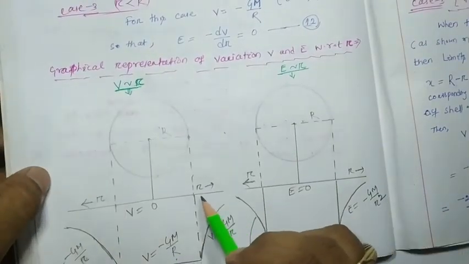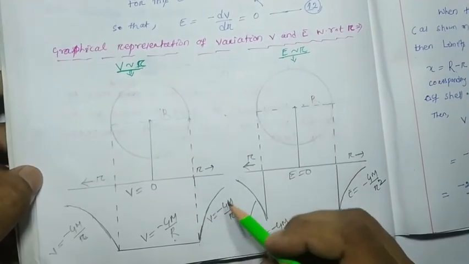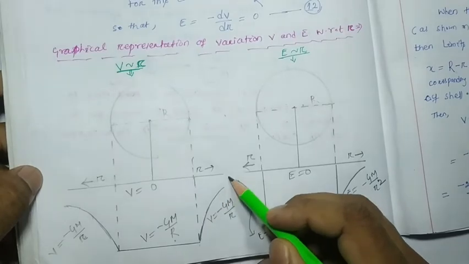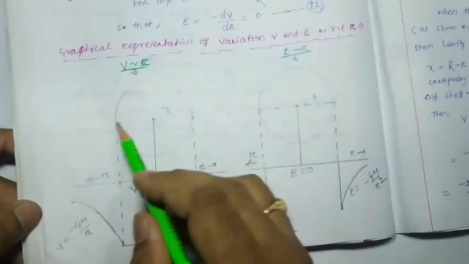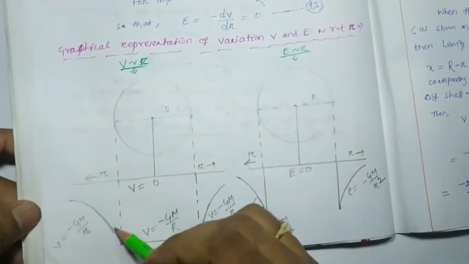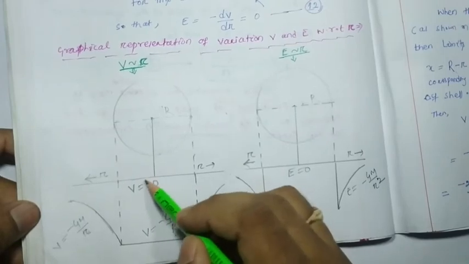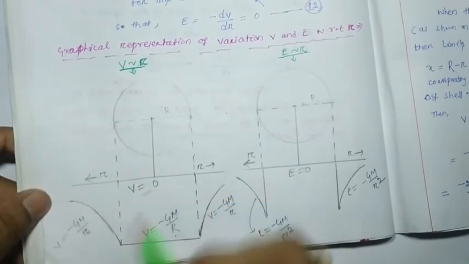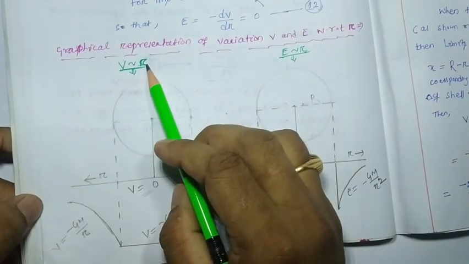If we consider further distance, the potential V decreases, and as it is minus, it decreases towards 0. The same happens on this side also, the potential goes towards 0. This line represents V equal to 0. This is the V versus r representation.